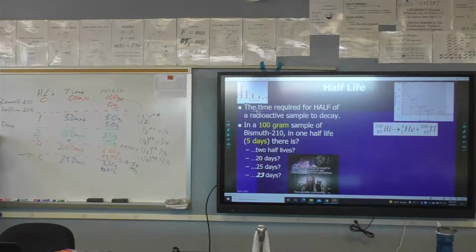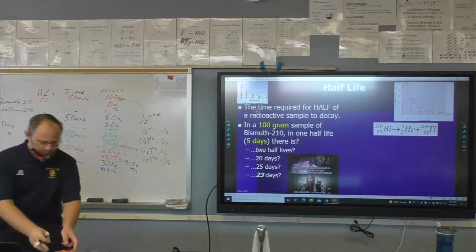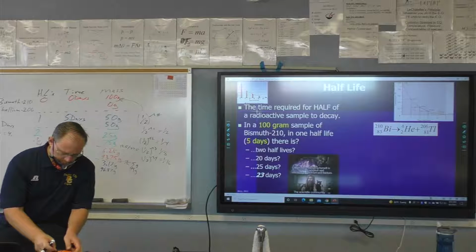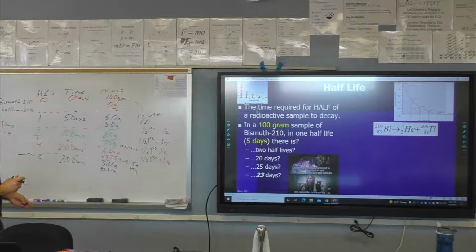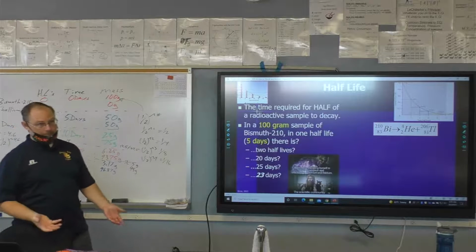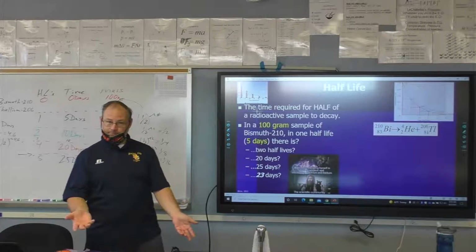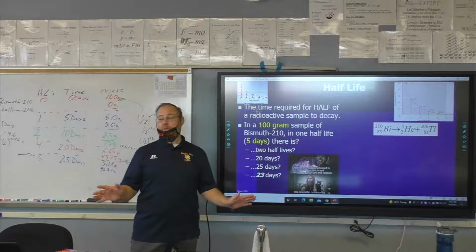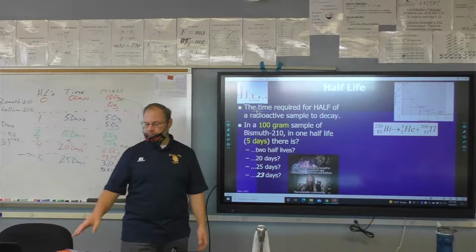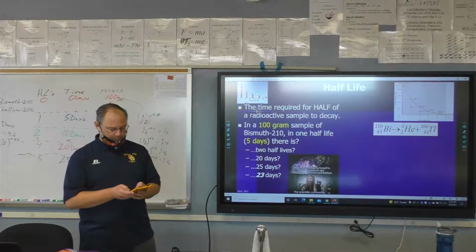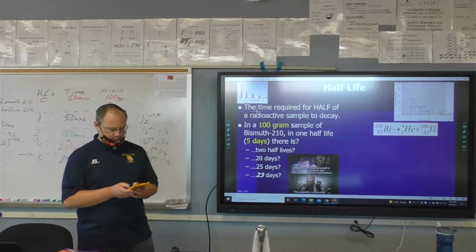So 23 days is 23 divided by 5, that's 4 point something. So 23 divided by 5 is 4.6 half-lives. So you go 1/2 raised to the 4.6 power, assuming your calculator will allow you to do that. Some don't. Some say, I'm not going to raise it to a partial power. Let's see if this one can do it. 0.5 raised to the 4.6 power.